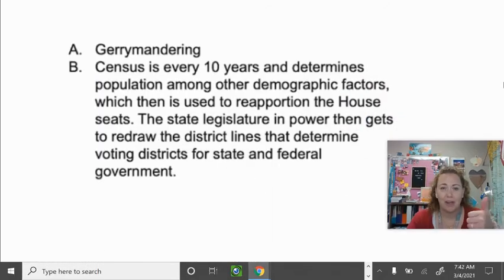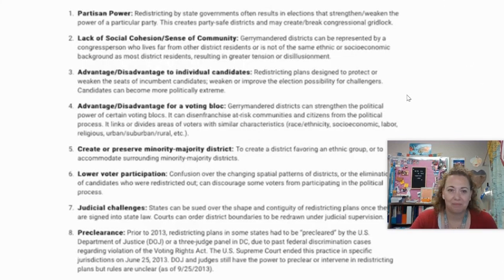A, they were gerrymandered. B, the census was used every 10 years and determines population, and therefore the state legislature gets to redraw the lines. And yes, they are supposed to ask for voter approval on this, but think about, does average Joe voter understand, if they looked at a map, would they be like, oh God, that's gerrymandered, unless they've known what gerrymandering is? So most times people just go, yep, cool, we trust them, moving on.